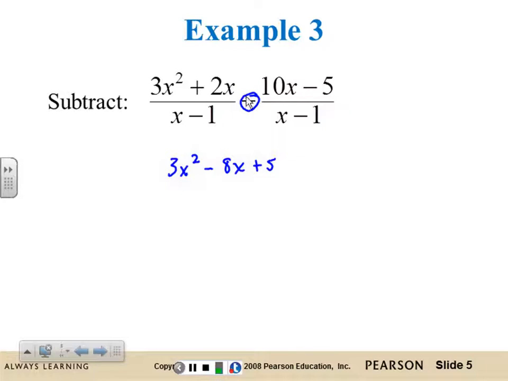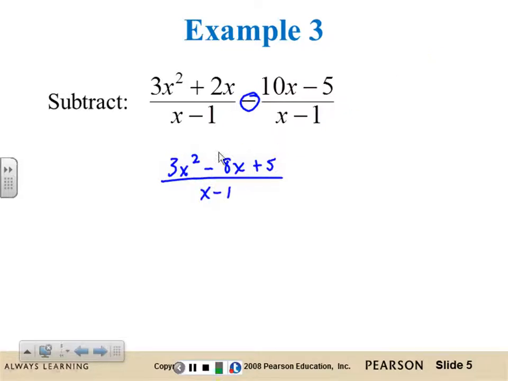Don't forget, this minus sign goes here and here. So we have 2x minus 10x, which is negative 8x. And then we have minus a negative 5. Double negatives go to plus. And then we're going to put that over our common denominator of x minus 1.